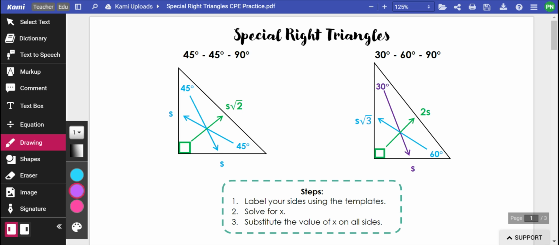Hi everyone. So today's lesson is going to go a little further with the lesson that you guys watched on Edpuzzle before. It was just an intro to special right triangles. And today we're going to do a little bit more practice and get into some more difficult problems. So just to review, we've got two types of special right triangles.